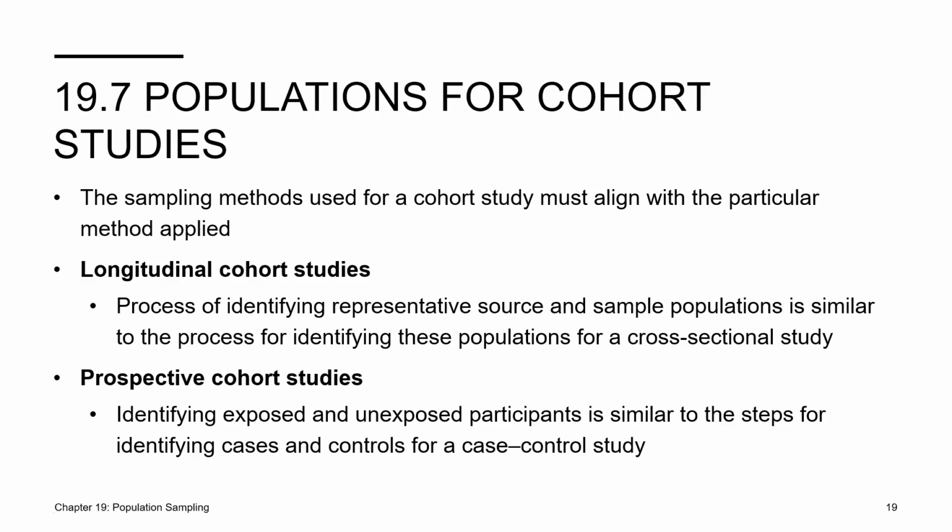Then section 19.7 covers populations for cohort studies. The sampling methods used for a cohort study must align with a particular method applied. So here we have the differences for longitudinal cohort studies and prospective cohort studies. For a longitudinal cohort study, the process of identifying representative source and sample populations is similar to what is done for a cross-sectional study. For prospective cohort studies, identifying exposed and unexposed participants is similar to what you would do for cases and controls in a case control study.